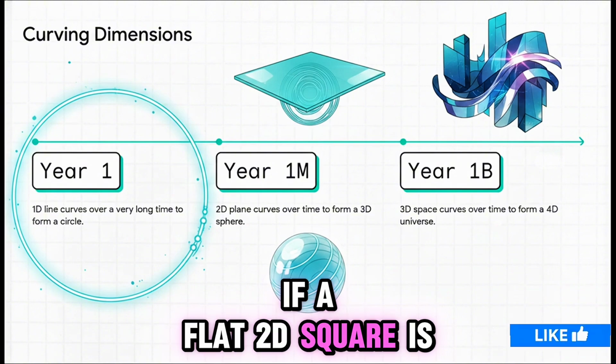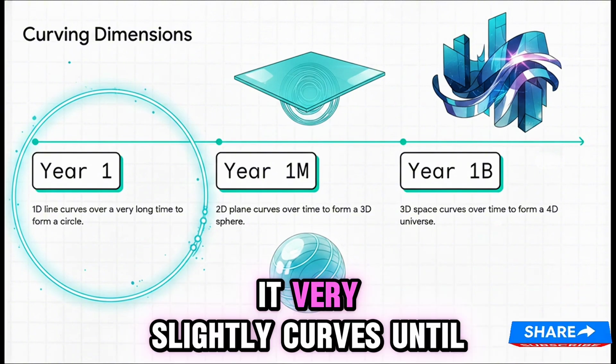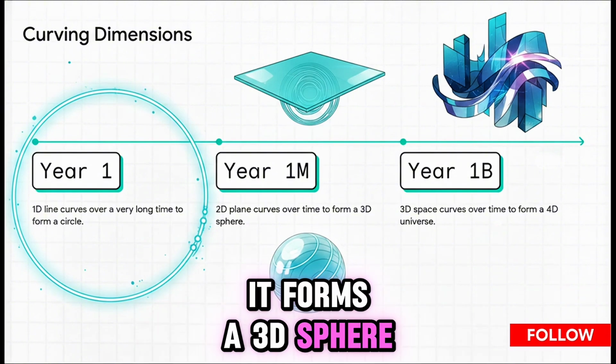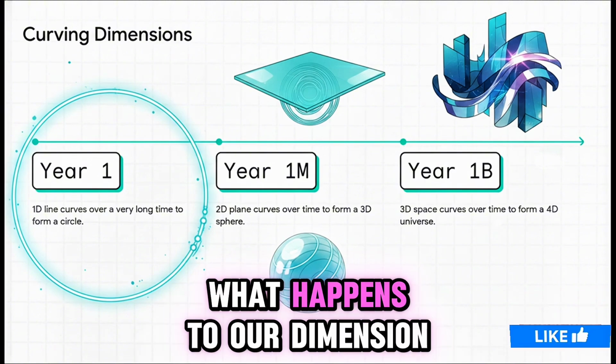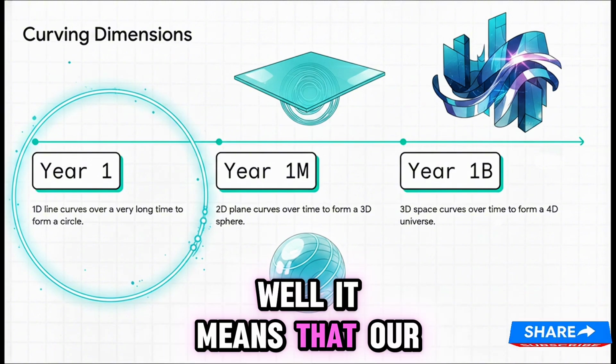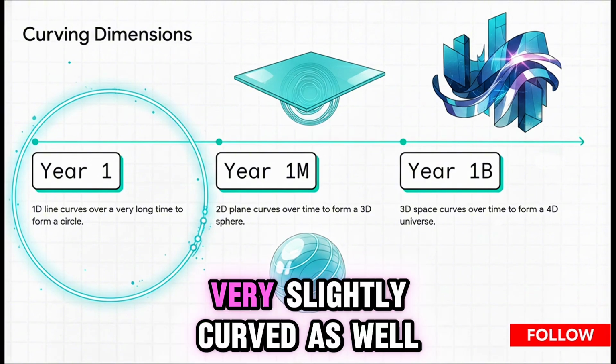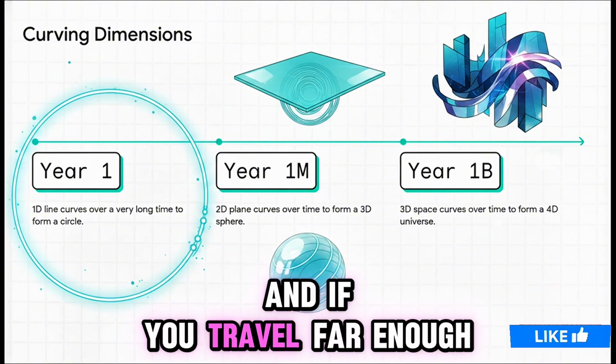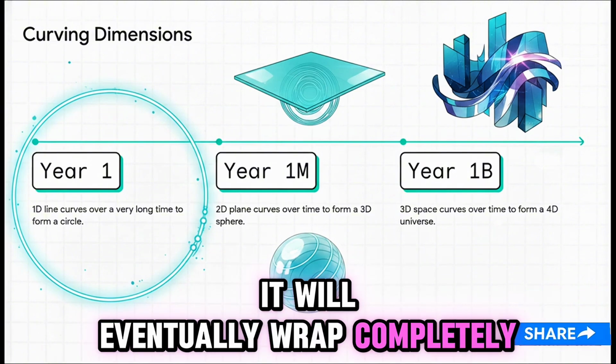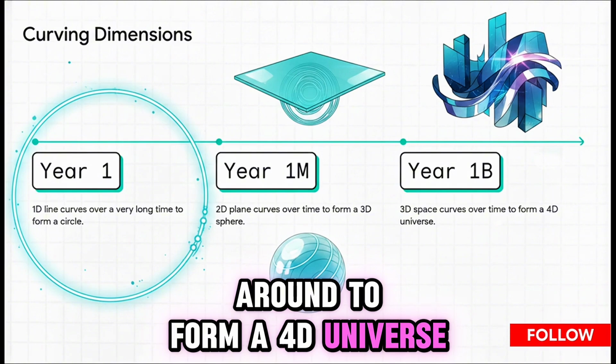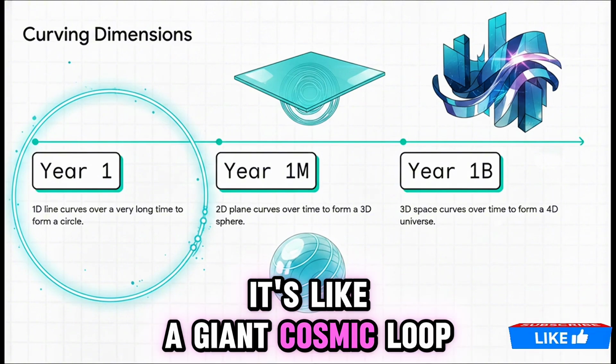If a flat 2D square is extended infinitely, it very slightly curves until it forms a 3D sphere. So following this pattern, what happens to our dimension? Well, it means that our 3D space is likely very, very slightly curved as well. And if you travel far enough, it will eventually wrap completely around to form a 4D universe. It's like a giant cosmic loop.